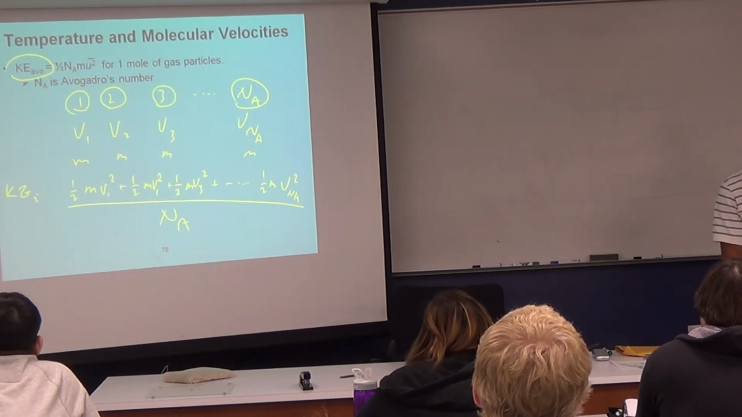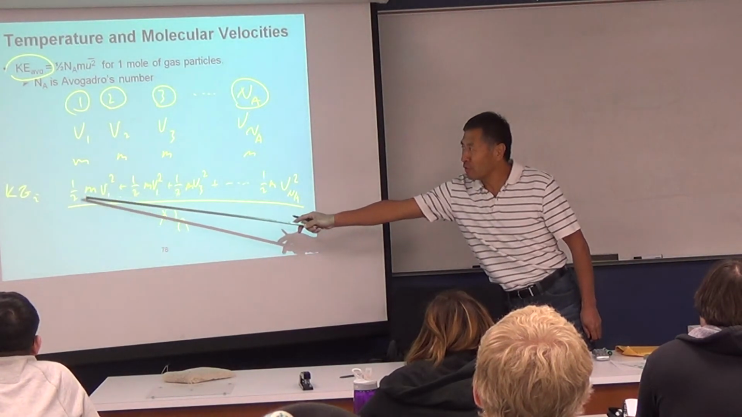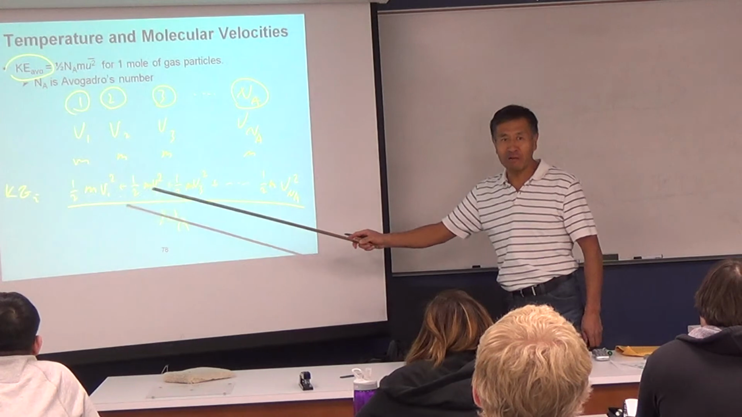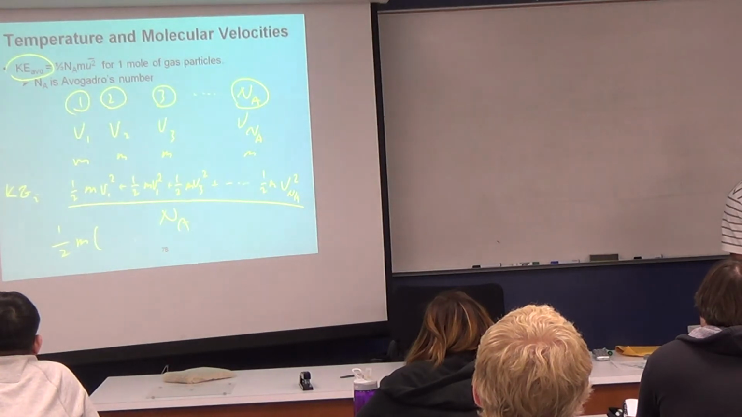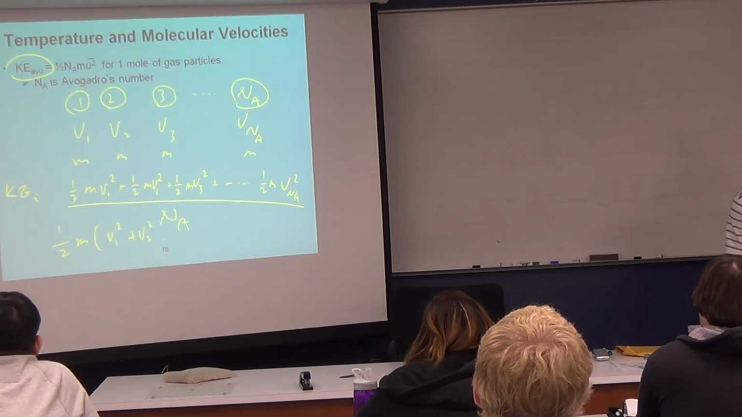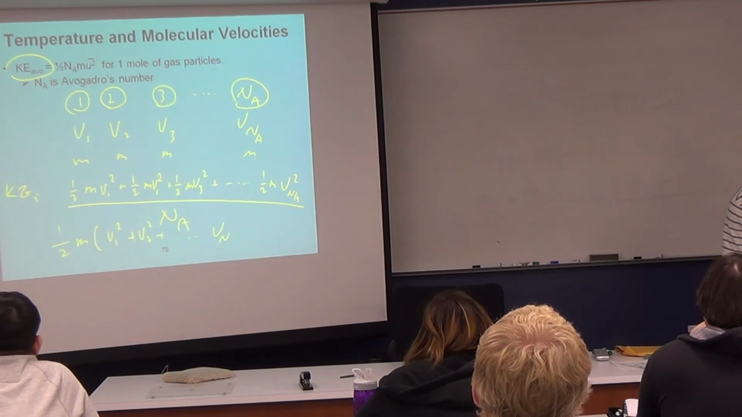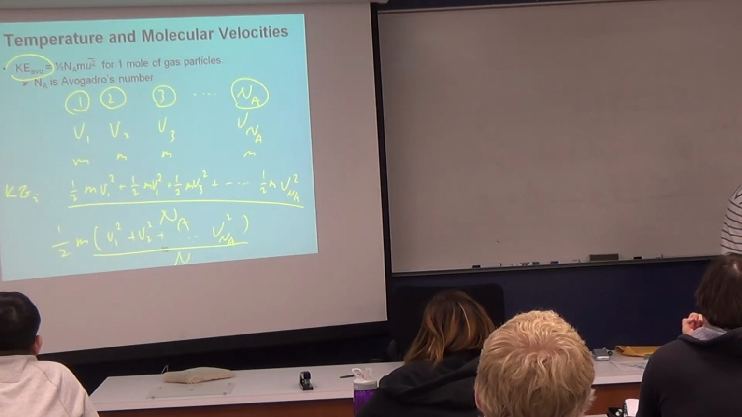And you see all those terms here have 1 over 2 times m. What you can do is write 1 over 2 times m in front. Then what you have left over is v1 squared plus v2 squared, and then plus and so on up to vn squared. Then divided by n.